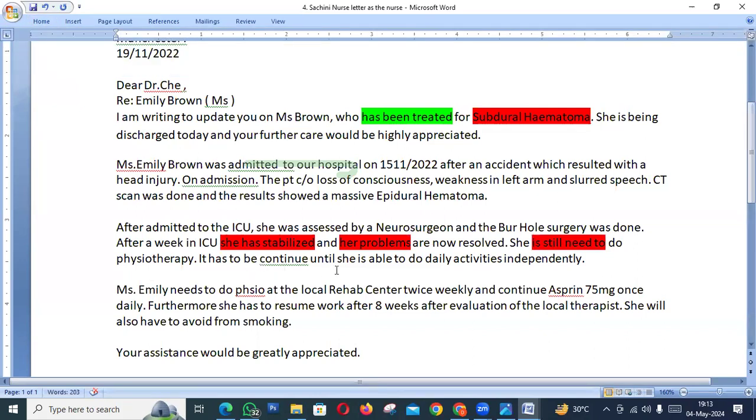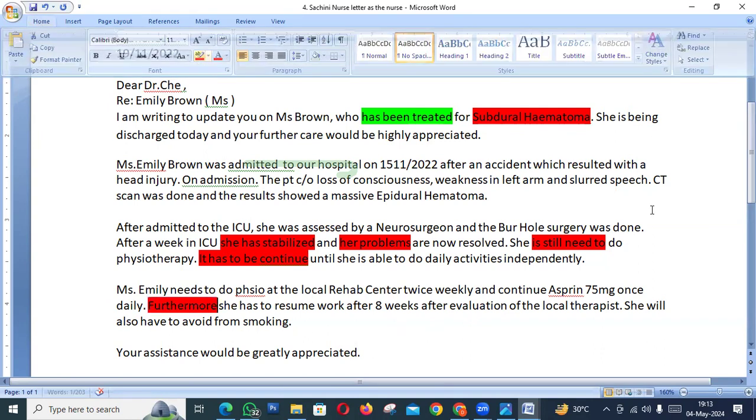"It has to be continue" is also grammatically wrong, until she is able to. So just write a good discharge plan. She needs to do physiotherapy at the local rehab twice weekly and continue physiotherapy. Furthermore, we don't use "furthermore" in OET. Okay, you need a lot of improvement.